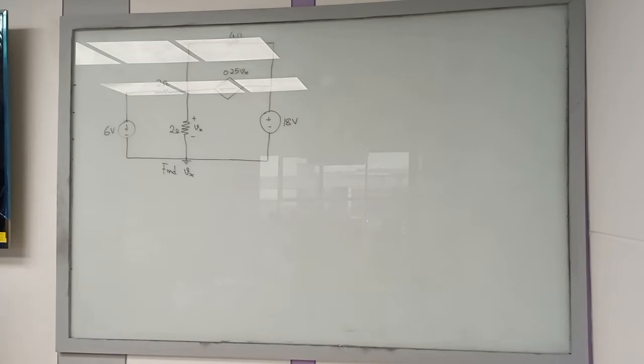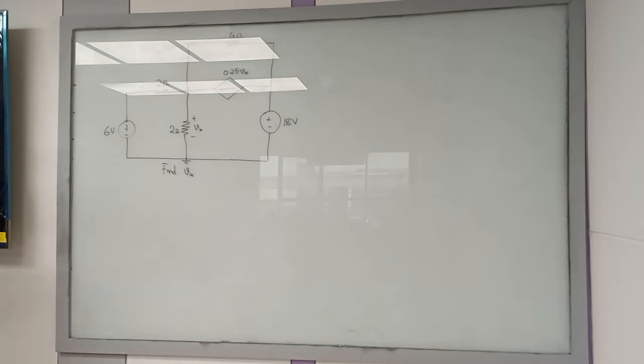So what are the sources you have in this circuit? Can anybody tell? 3 sources. Kiki? 6 volt voltage source, 18 volt, dependent voltage. Is it a voltage source? Oh, sorry, sir. It's a current source. You have a direction, right? So when you have an arrow sign, it means it's a current source. Don't confuse, okay? So you need to solve this circuit.